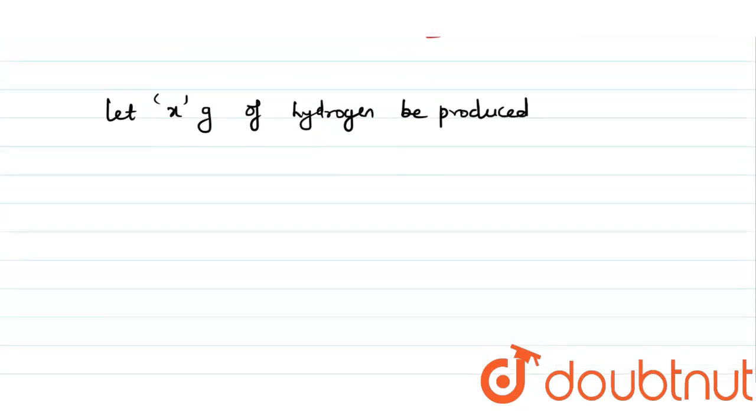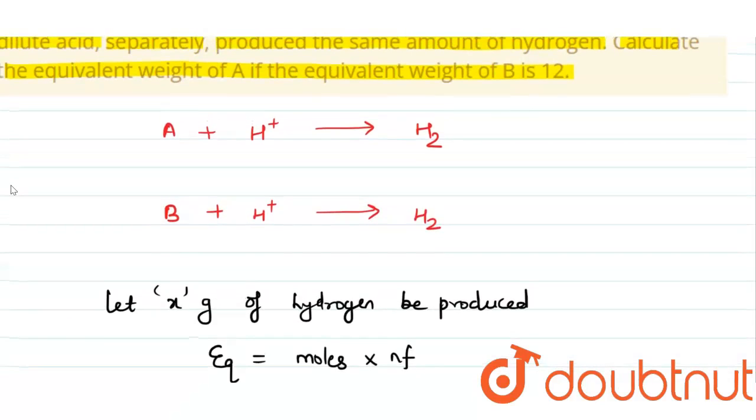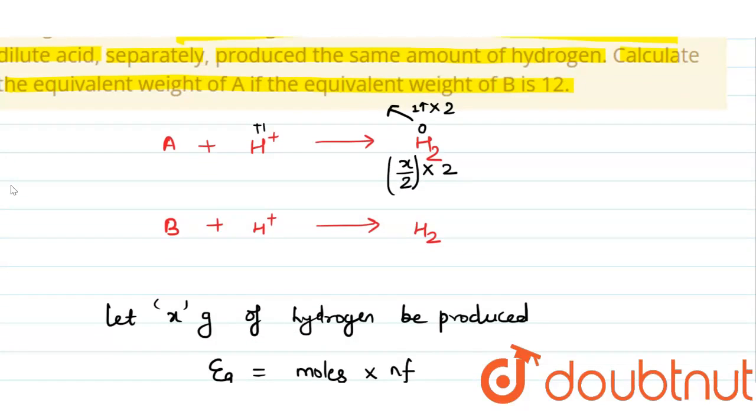So now we have to write the equivalents. Equivalent is equal to moles into n factor. So we have got X grams of hydrogen, X upon 2 into the n factor. Right now the oxidation state is 0, so it is going from 0 to +1. That is an increase of 1, into number of H atoms, which is 2. So the n factor is 2. Again we will write the same thing over here, X upon 2 into 2.